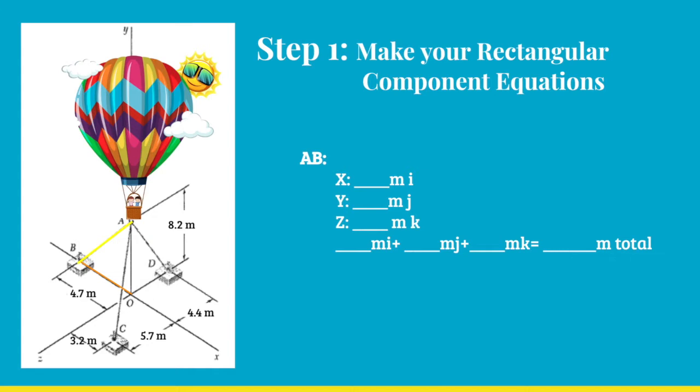Looking at cable AB, we can see that the orange line shows the X component. Knowing this, we can tell that the cable is going to the left of the origin 4.7 meters. Therefore, the X component is a negative 4.7. We can then substitute this value into the X component areas.